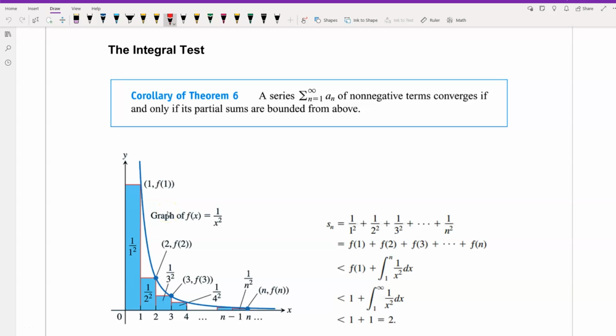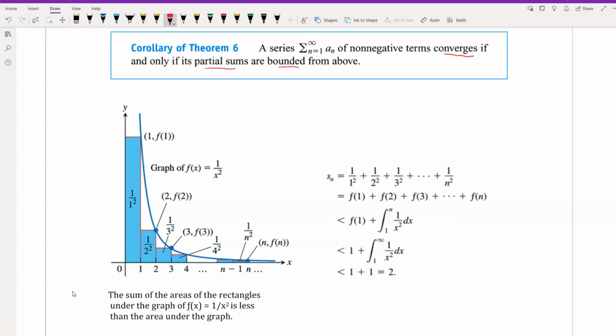The integral test, corollary of theorem 6: the series sum of a sub n, from 1 to infinity, of non-negative terms converges if and only if its partial sums are bounded from above. Here we have the graph for f of x equal to 1 over x squared, and here we have these rectangles under this graph. So the sum of the areas of these rectangles under the graph of f of x equal to 1 over x squared is less than the area under the graph.